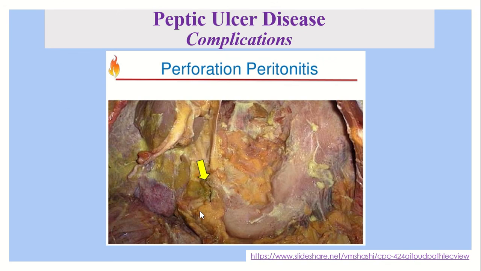Perforation, this is the rupture of the wall of the stomach, you see here. And after this one, the contents of the stomach open to the peritoneal cavity to lead to the development of the peritonitis.